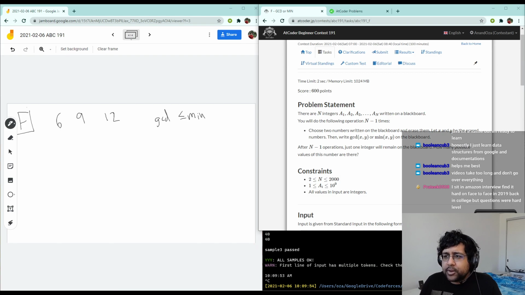And as Boolean Cube said, reading the documentation is really helpful for data structures. Like cppreference, just read that carefully when you have a question about how set or map works or whatever, and that'll be really helpful.